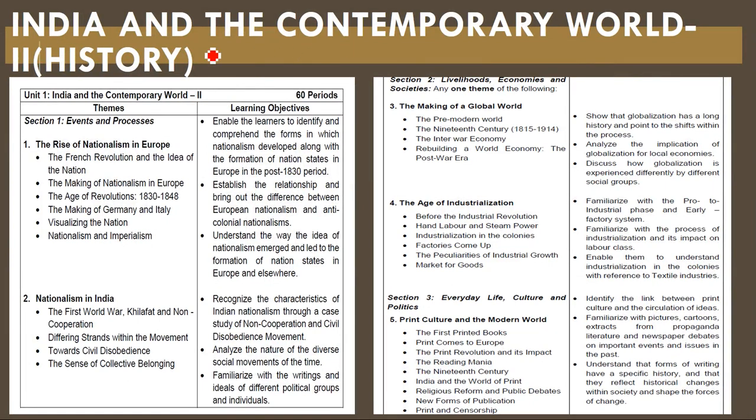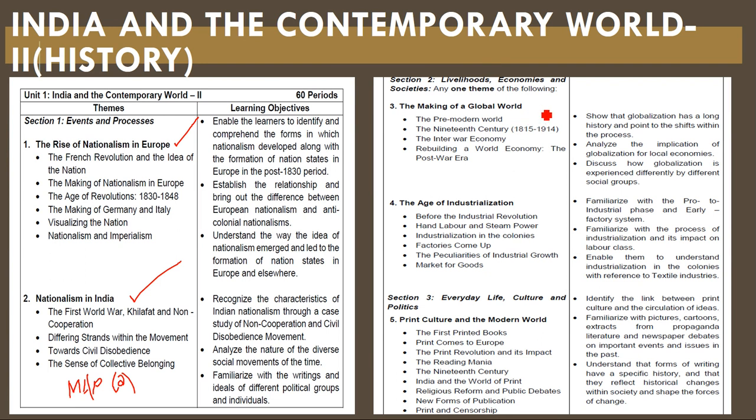First, India and the contemporary world 2, that is history. The first chapter you're going to study is the rise of nationalism in Europe. Already it is over. The second chapter is nationalism in India. In this chapter, you can expect the map for 2 marks. In all of history, there will be a map question only from this chapter.